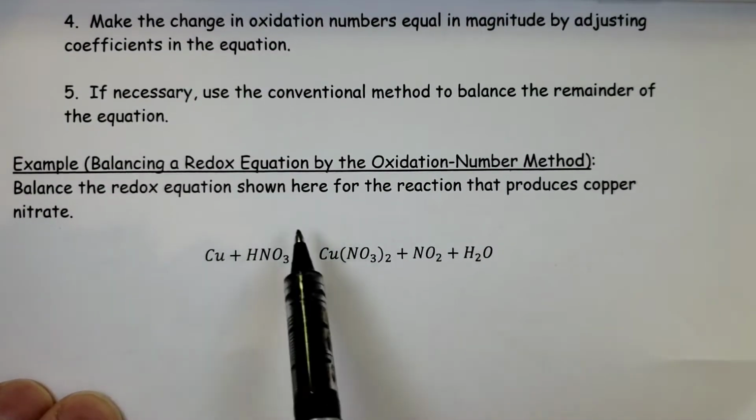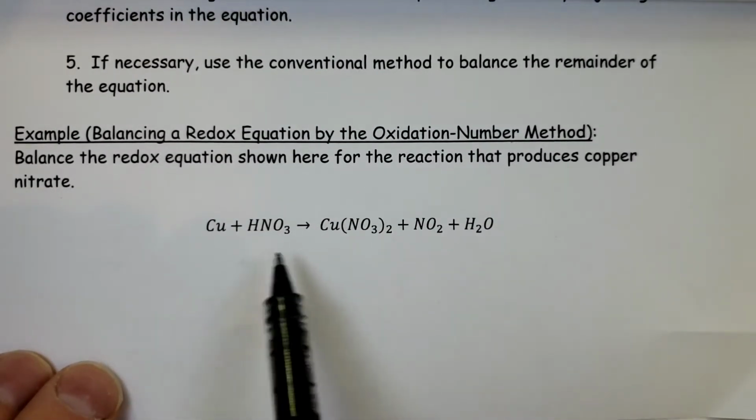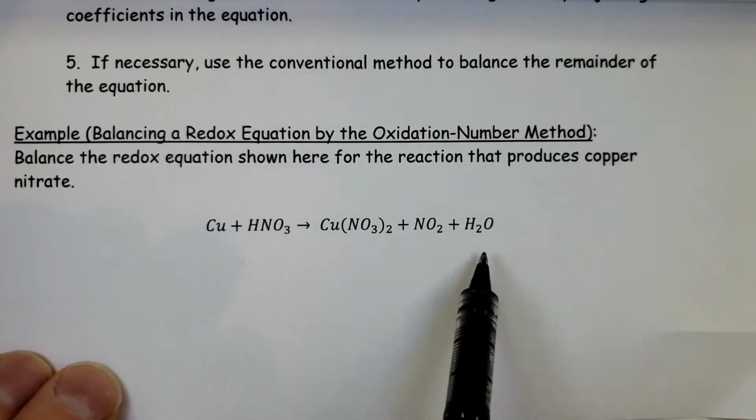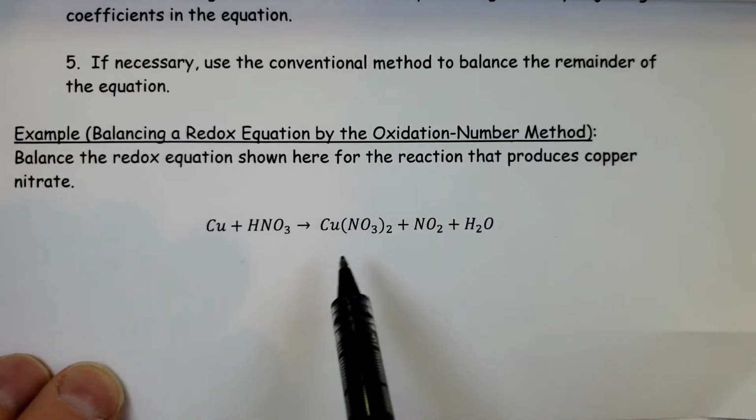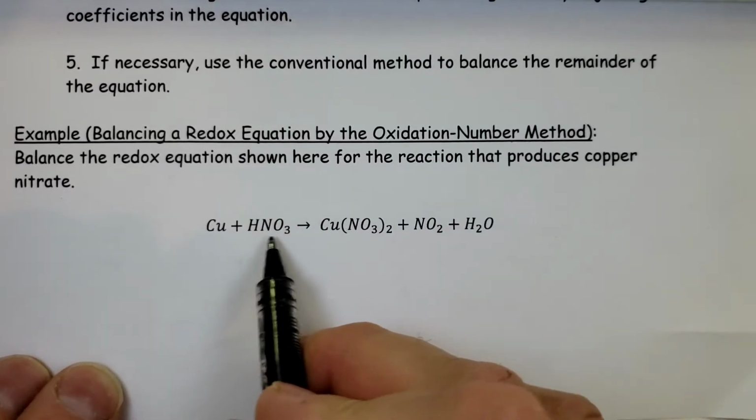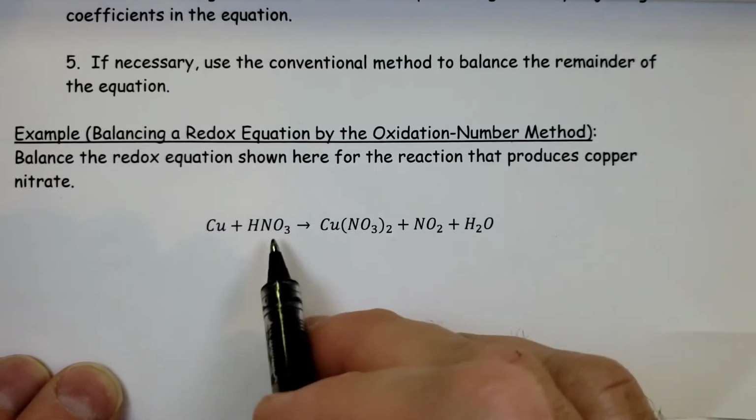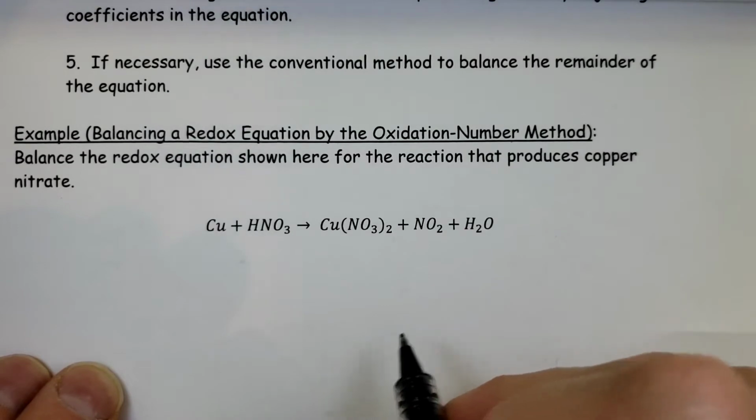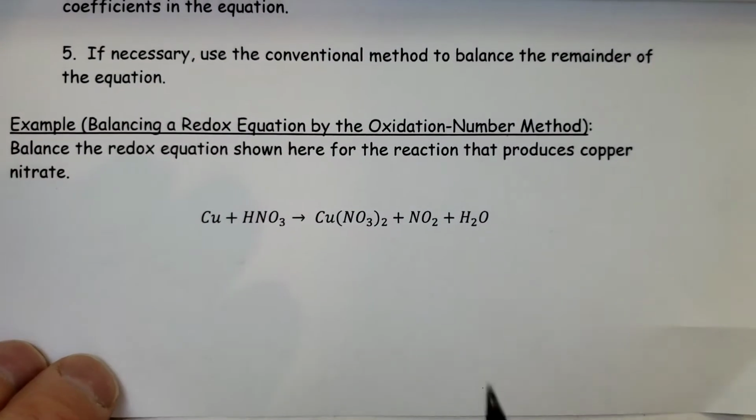So balance the redox equation shown here for the reaction that produces copper and nitrate. So copper and nitric acid giving copper 2 nitrate, nitrogen dioxide, and water. So you could try it by conventional means like you would in previous courses, but it may be a little difficult. And it is, because if you look at over here at NO3, NO2, you have the NO3 breaking off, making some NO3 here plus NO2, so it's a little tricky. But oxidation numbers using that method makes it a lot easier.